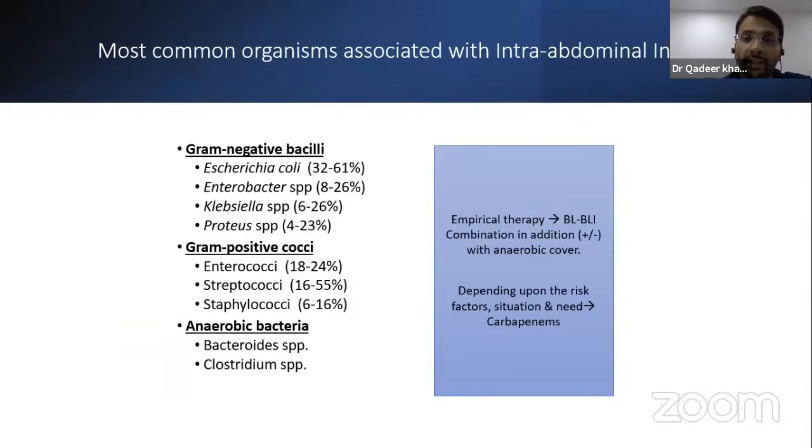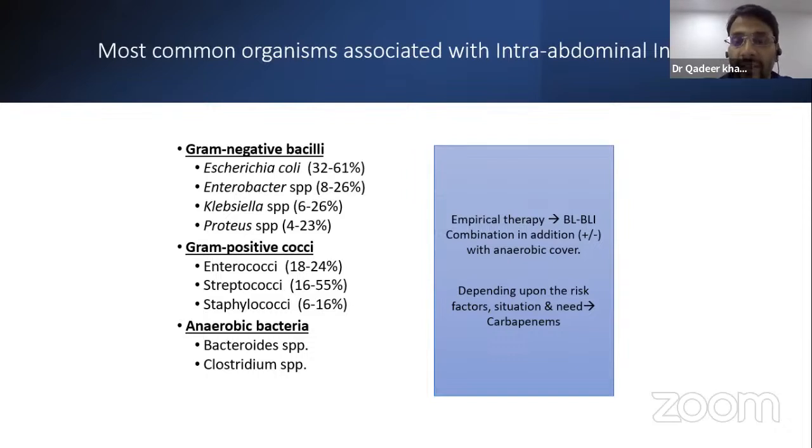This is again a similar slide. The most common organisms associated with intra-abdominal infections are E. coli, gram-negative organisms, Enterobacter species, Klebsiella, Proteus species. Most common is E. coli, which accounts for almost 32 to 60%. Gram-positive organisms like Enterococci, Streptococci, Staphylococci, and anaerobic species like Clostridium and Bacteroides.